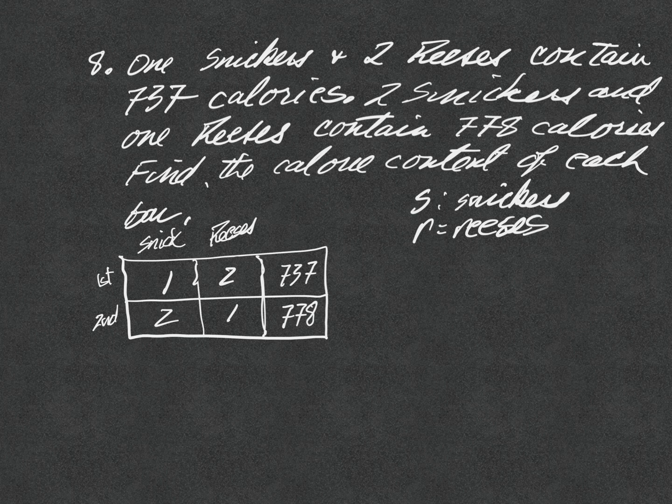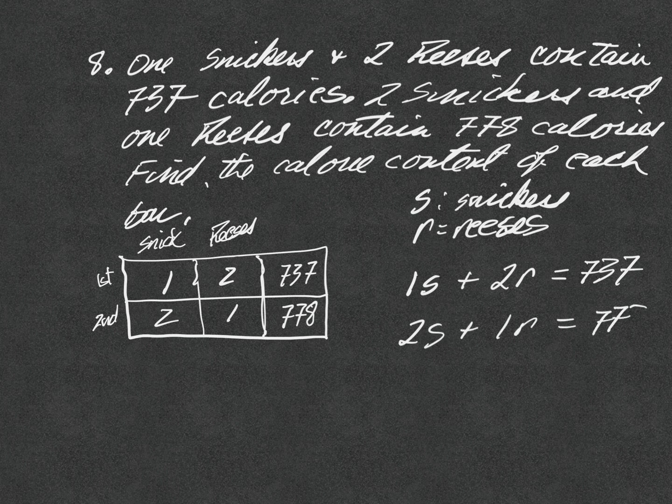Then I can say I have 1 Snickers bar plus 2 Reese's bars equals 737. And I could say 2 Snickers bars plus 1 Reese's bar equals 778. Now, let me clarify on my variables. This is the calories of a Snickers bar, and this is the calories of a Reese's.